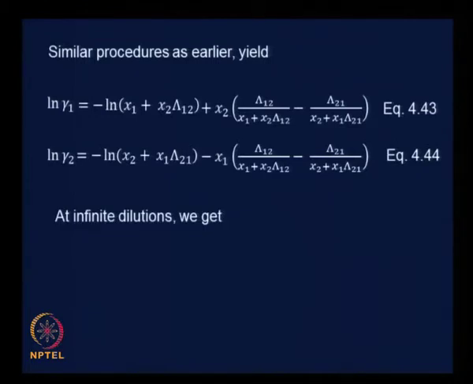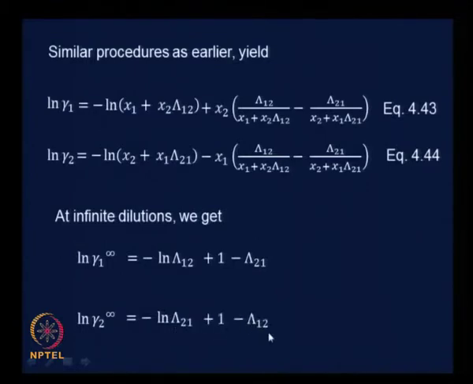At infinite dilution, we will get ln gamma 1 with x1 tending to 1 and x2 tending to 0, this whole term will drop out, x1 is tending to 1. Therefore, we will get minus ln of gamma 12, I think it is the other way around, plus 1 minus gamma 21, and ln of gamma 2 infinity equals minus ln of gamma 21 plus 1 minus gamma 12. Just by substituting one or the other, x1 tends to 1 and x2 tends to 0, or x2 tends to 1 and x1 tends to 0.